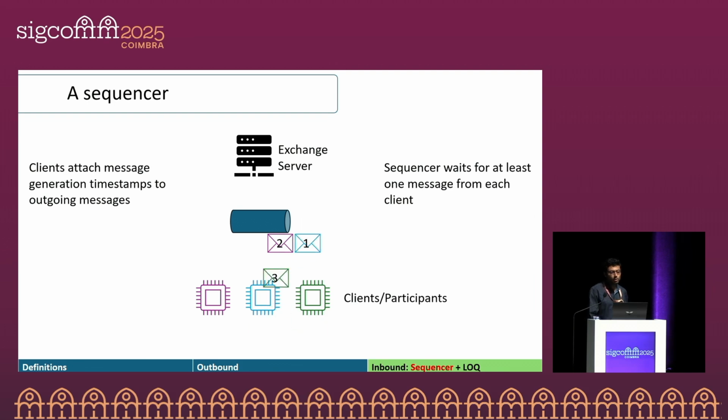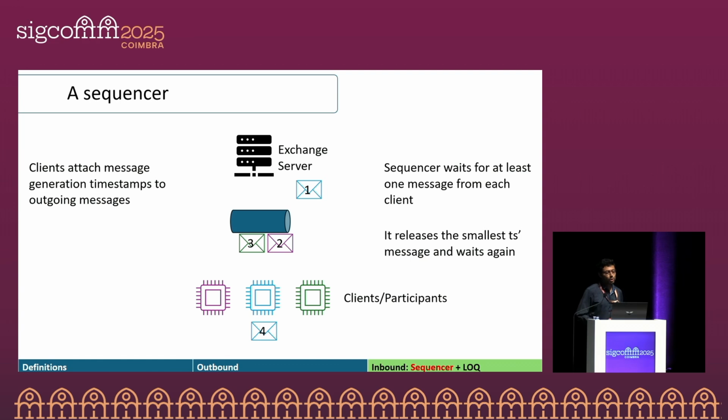So in this example, you wait for messages 1, 2, 3. These are from different market participants. You have at least one message from each market participant. And now the sequencer can release, regardless of this delay, the message that has the earliest timestamp. Okay? And then it continues to do the same thing with the backlog of messages that it has. We also guarantee in our system that even inactive clients will continue to send messages just as a heartbeat so that the system can keep making progress.